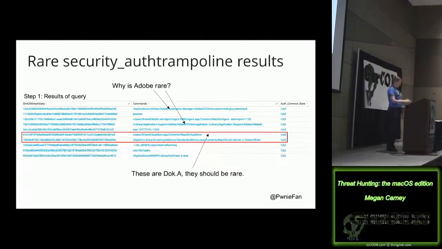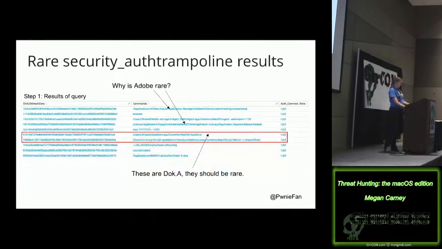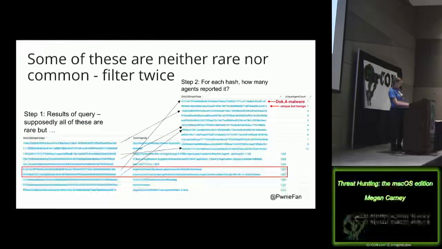So it turns out this sort of works, right? I've highlighted the things that should be rare. Those are those doc-A hits in the red box. But Adobe isn't rare. Why is that showing up? If we delve into this a little bit more, what we find is that some of these are rare for this query, but not actually rare in the general population.